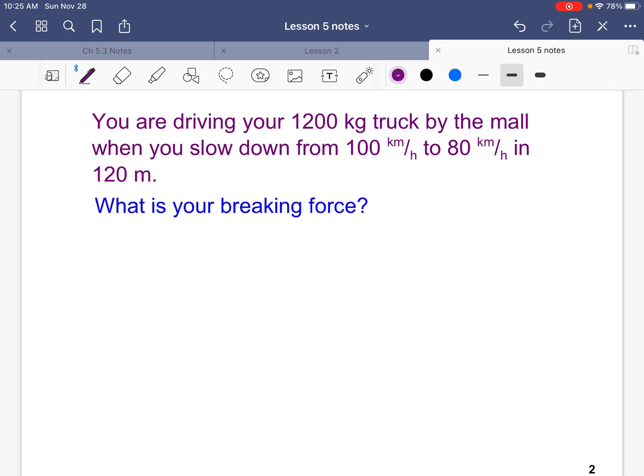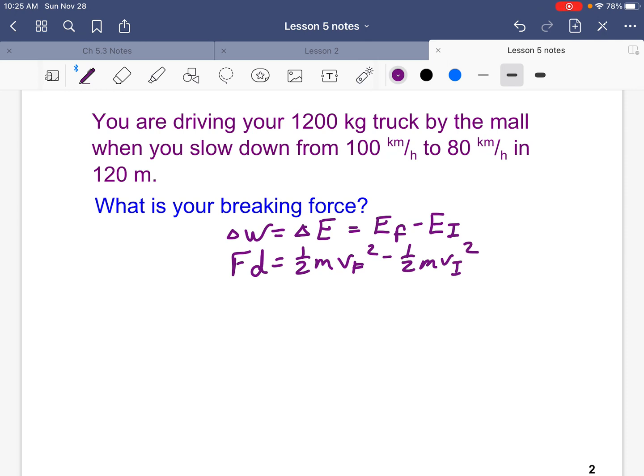So, you're driving your 1,200 kilogram truck by the mall when you slow down from 100 kilometers an hour to 80 kilometers an hour in 120 meters. What's your braking force? Well, once again, work done is change in energy. Now, notice I said change in energy. I should be saying change in work, because that's energy final minus energy initial. Okay, so force times distance is energy final minus energy initial, or 1/2 mv final squared minus 1/2 mv initial squared.